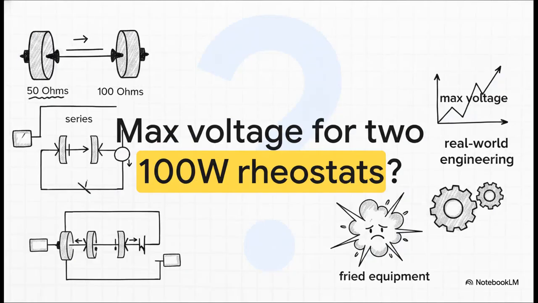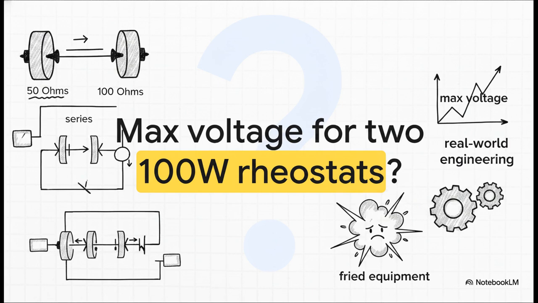Now, you might be wondering, why does this all matter? Let's look at a pretty advanced problem from the syllabus. Imagine you have two 100-watt rheostats. One is 50 ohms and the other is 100 ohms. You need to figure out the maximum voltage they can handle without overheating.